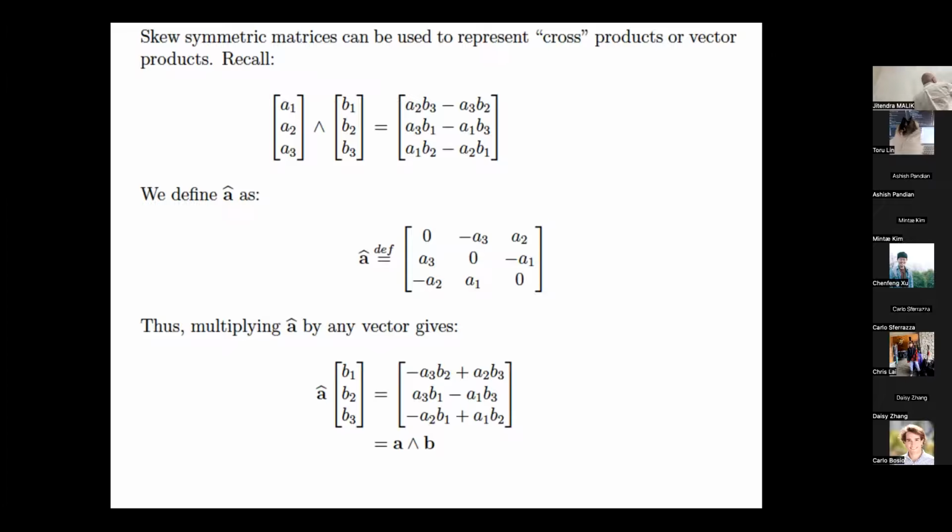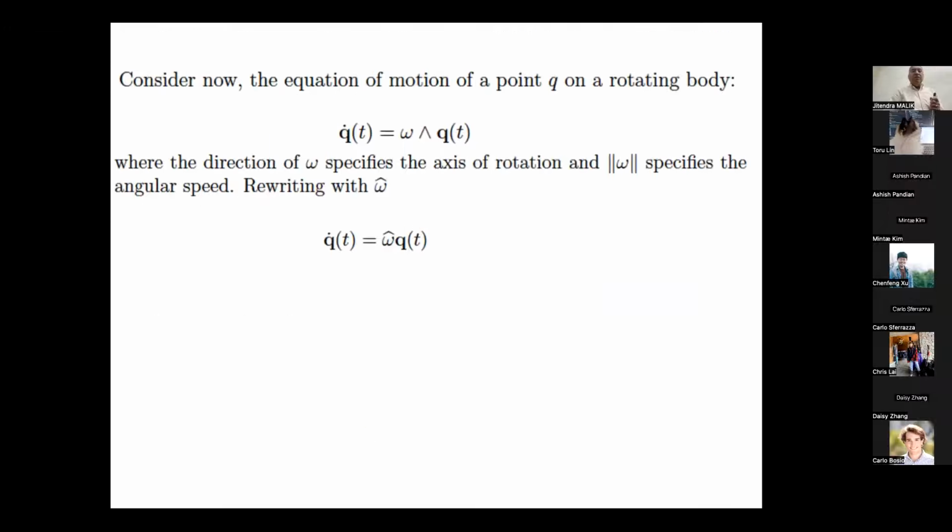skew symmetric matrix, which means that A transpose equals minus A. That's the definition of a skew symmetric matrix. Okay. So what we have done is we've taken a vector, converted it into a skew symmetric matrix, and that skew symmetric matrix, if you multiply it with a vector B, you get the cross product of A and B. Okay, so far so good.